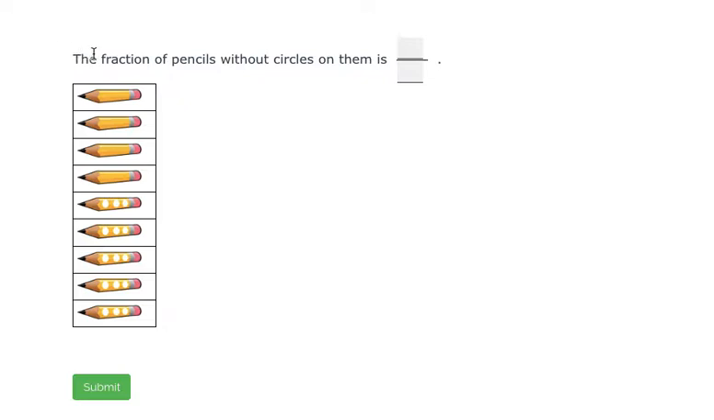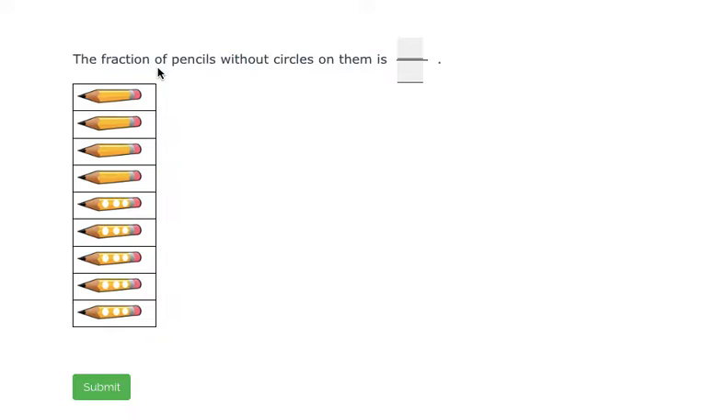The fraction of the pencils without circles on them: first we need to find out how many pencils there are. Then we count how many pencils are without dots on them. The number without dots will be the numerator, and how many there are in all will be the denominator. So the total number of pencils is the denominator, and the number of pencils we are looking for is the numerator.